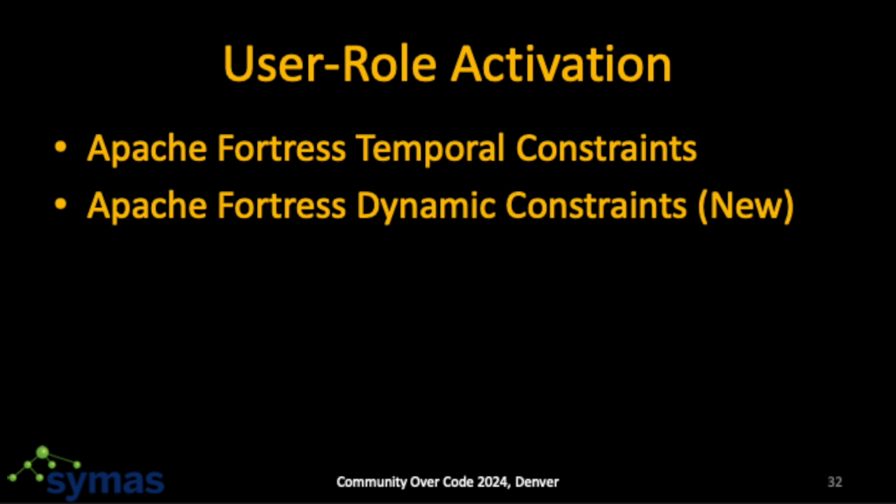So Apache Fortress, which is the implementation that I work on, has long had, since the very beginning, the concept of a role activation and constraints on roles. What we started with was what's called temporal constraints, which is to say you can only activate this role Monday through Friday, from 8 to 5. You're on vacation, you can't activate it during that time. Those kinds of constraints have always been there.